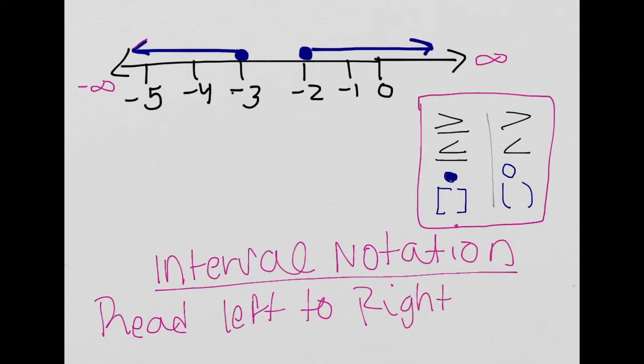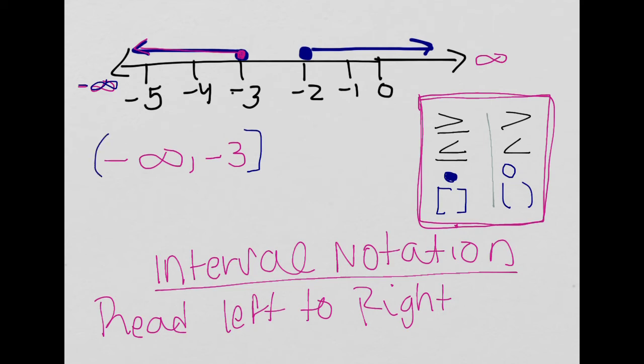So this arrow right here is going to the negatives. So we're going to start with negative infinity. Then we're going to put a comma. This arrow does not go past -3. So we're going to put a -3 here. From this chart here, we know that a closed dot is going to be represented with a bracket. Now, an infinity, negative or positive, will always be represented with a parenthesis.